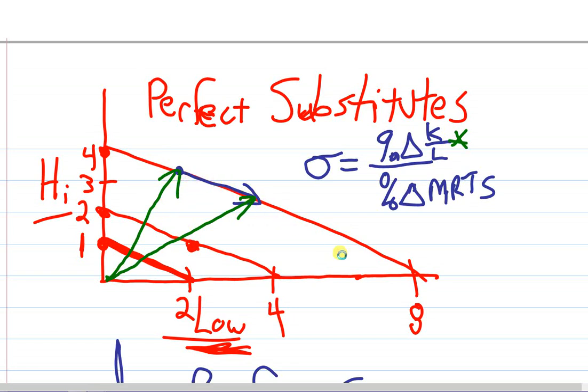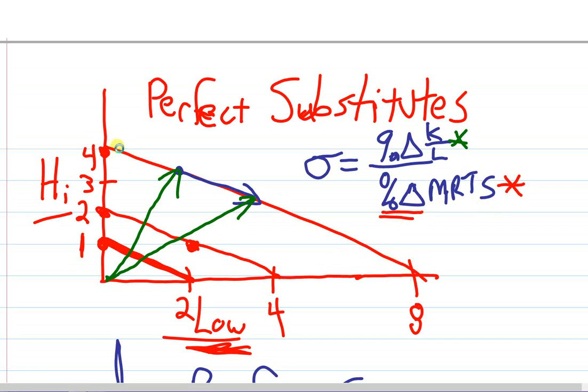But let's look at the bottom here, the marginal rate of technical substitution. The marginal rate of technical substitution is just the slope of this line, but that's not what goes in the bottom. It's how fast the slope of that line is changing. Well, that's a straight line. The slope is not changing at all.